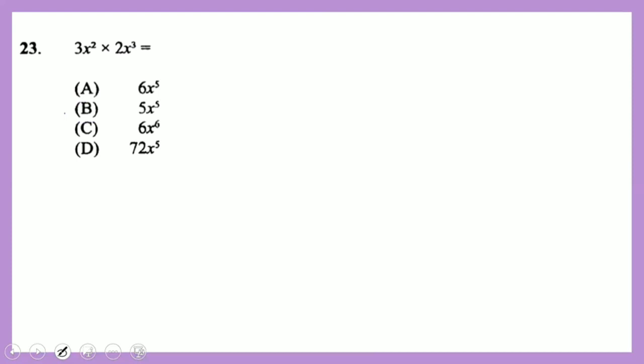Number 23, 3x squared. And you notice we're now in the algebraic phase. 3x squared times 2x cubed. We focus on the numbers first, the coefficients at the front, 3 and 2. 3 times 2 gives us 6. So this answer is incorrect. This one is incorrect. And we have x squared times x cubed.